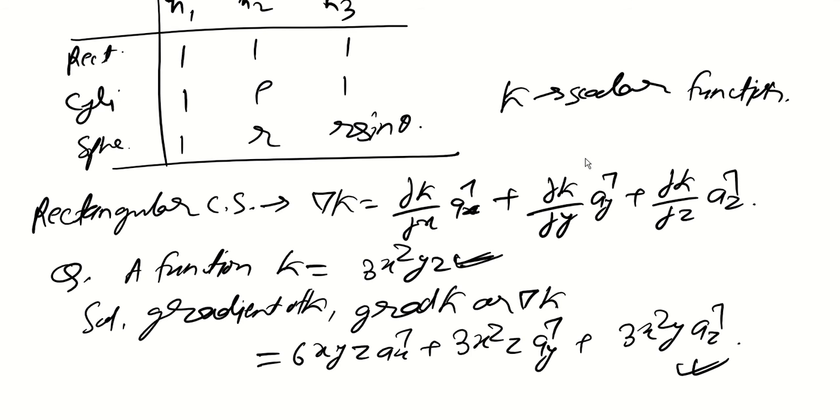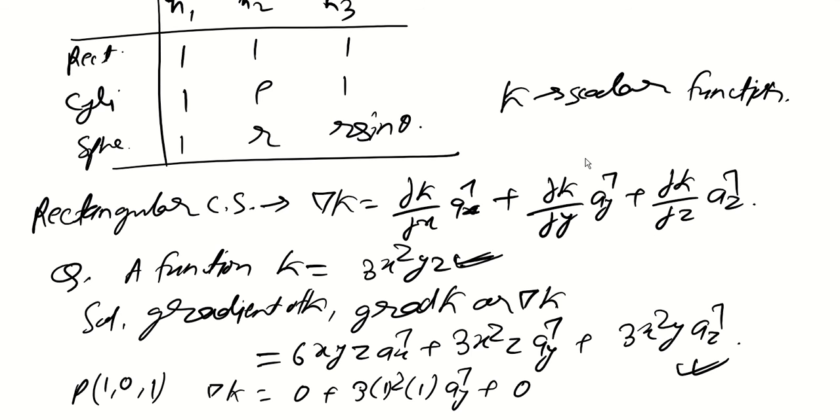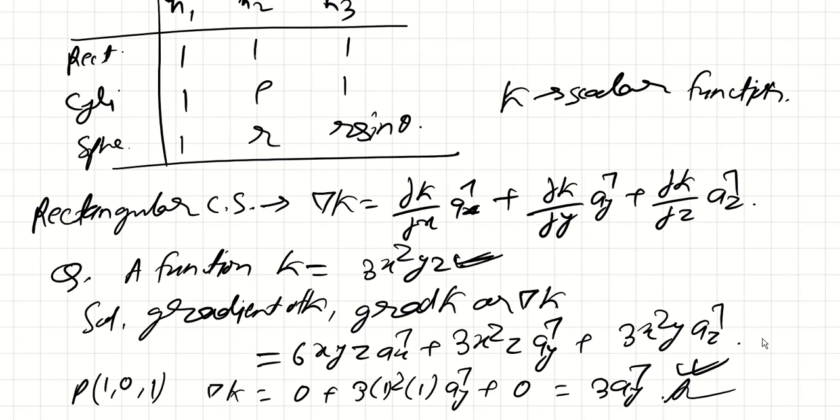Now suppose the question was to find the gradient at point P (1, 0, 1). So what will happen? Del k will be, put the values of x, y, z as 1, 0 and 1 respectively, then we will get 0 plus 3 into 1 square into 1 ay cap, plus this will be 0. So it becomes how much? 3 ay cap. So this is your answer. Understood? Now we will move to cylindrical coordinate systems.